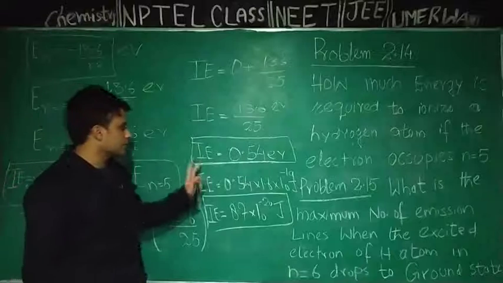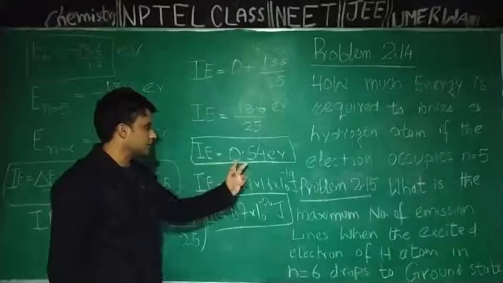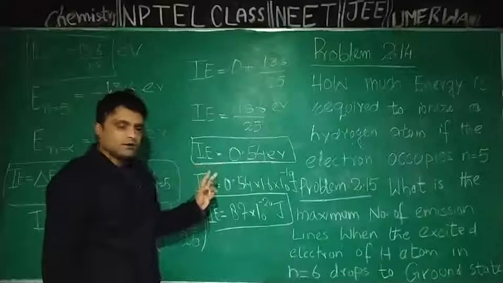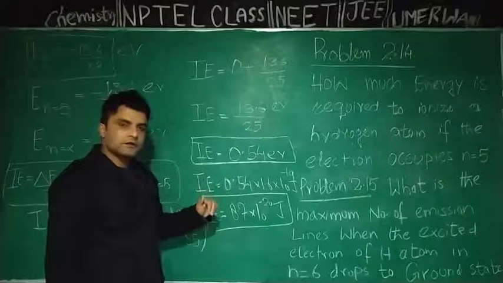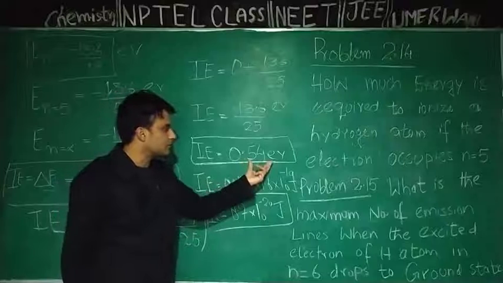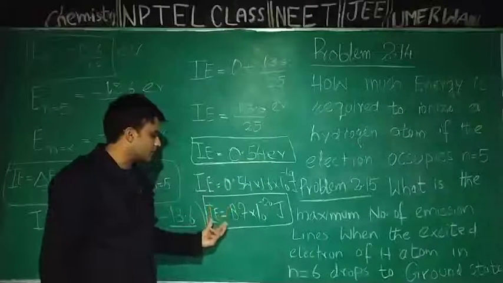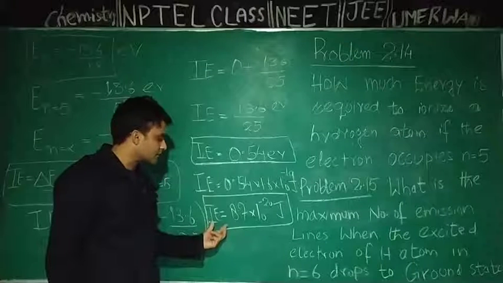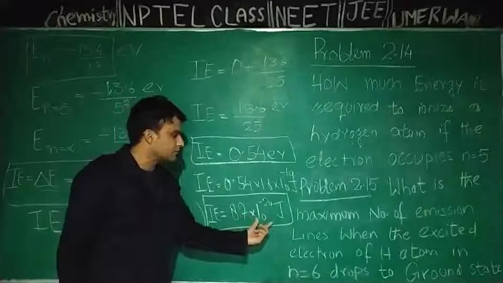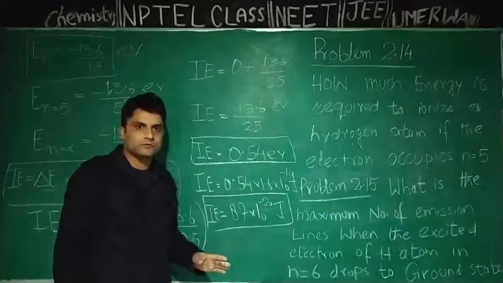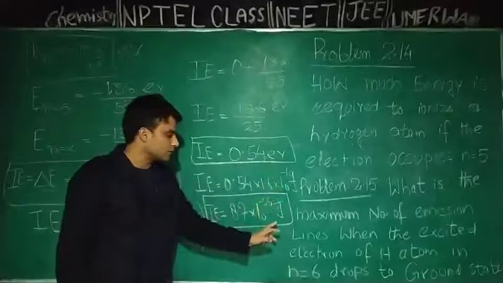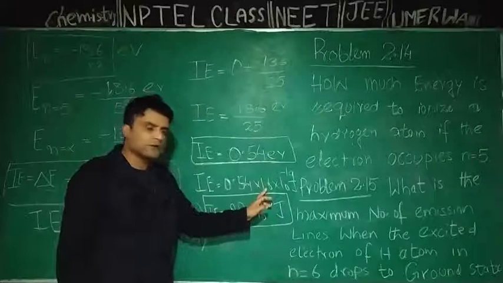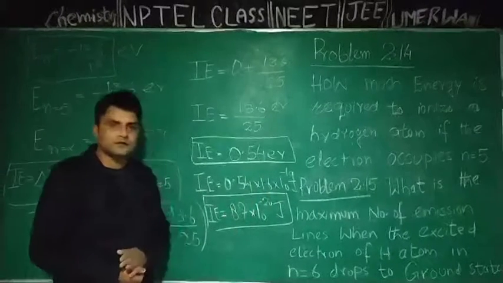Either way you may answer, you may write your answer that the ionization energy of a hydrogen atom in which its electron is present in the fifth orbit is 0.54 electron volt, or you may write that it is 8.7 into 10 to the power minus 20 joules. This value is in electron volt, this value is in joules, and for conversion of electron volt into joules I multiplied by 1.6 into 10 to the power minus 19.